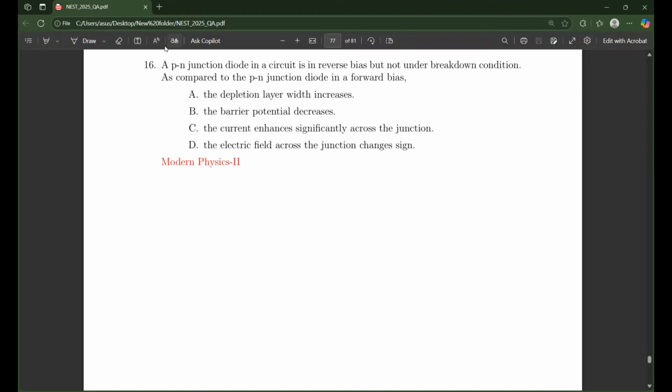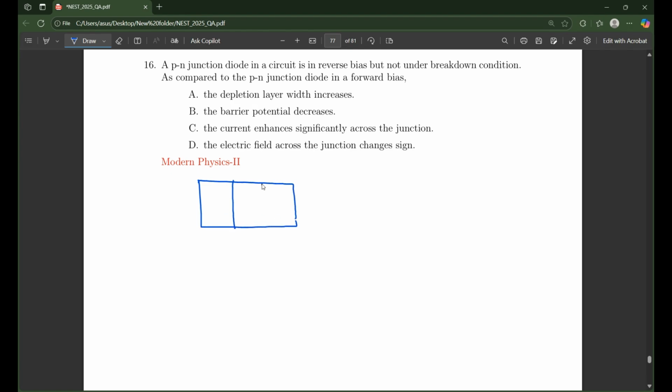Today we are solving question number 16 of NEET 2025 exam. So the question says a PN junction diode in a circuit is in reverse biased but not under breakdown condition, as compared to the PN junction diode in forward bias. Okay, so it says we have a PN junction diode that is in reverse biased.